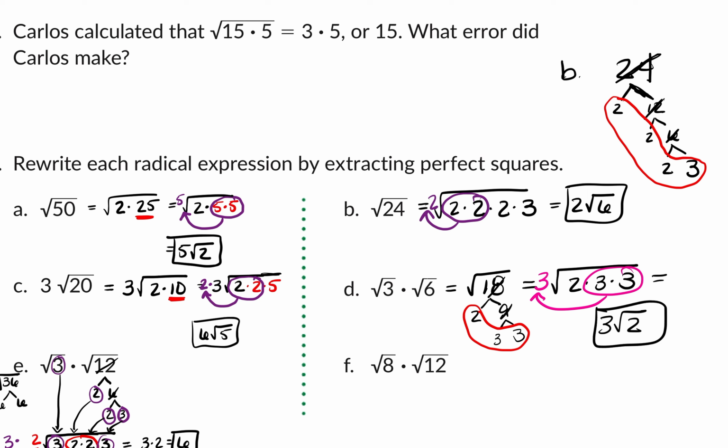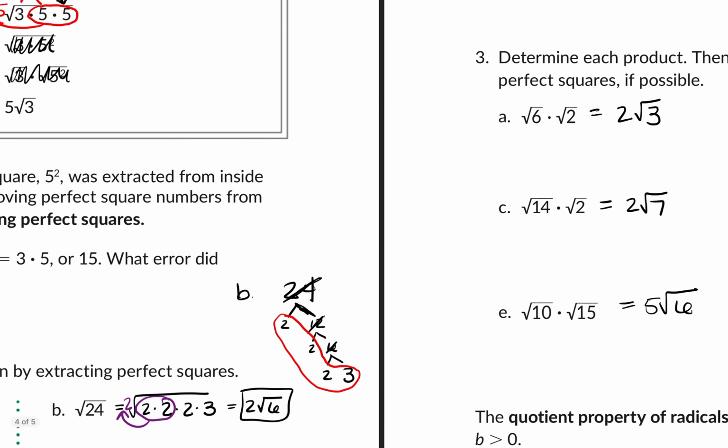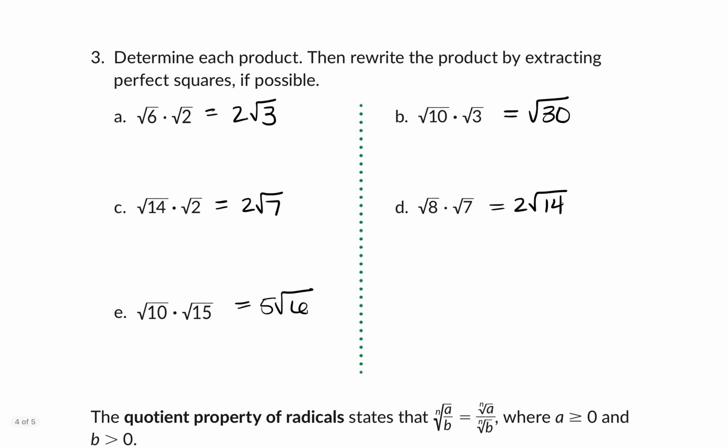Is it always going to be 2? No. If 2 doesn't work, then you go to 3. If 3 doesn't work, then you go to 5. If 5 doesn't work, then you go to 7. But you're going to break it down as much as you possibly can. Okay? So try F.